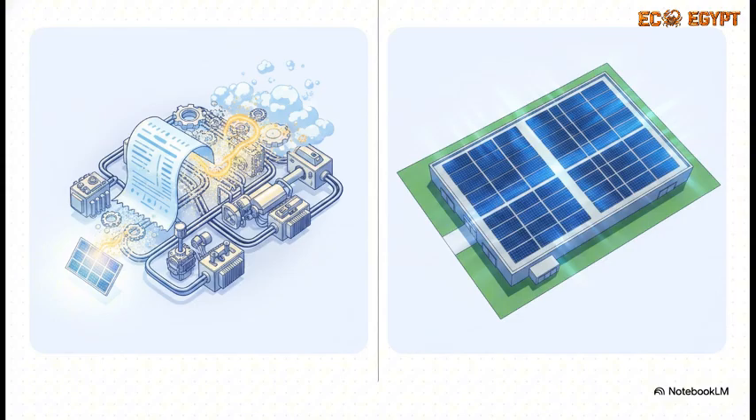Well, it usually comes down to two main starting points. First up, you've got the available area method. This one's pretty straightforward. You've got a specific plot of land or a roof, and your goal is literally just to pack as much generation capacity into that physical footprint as you possibly can.